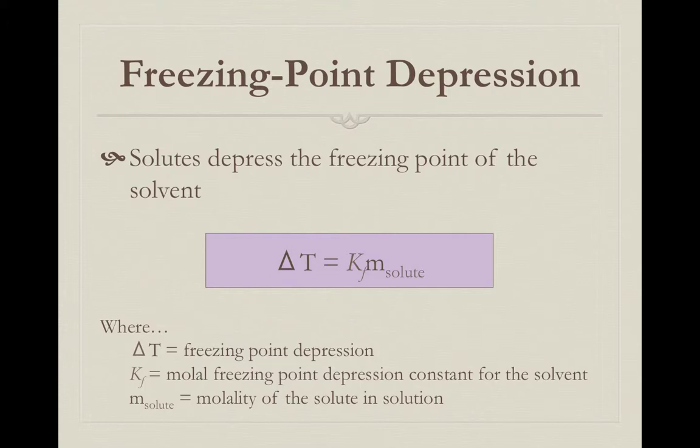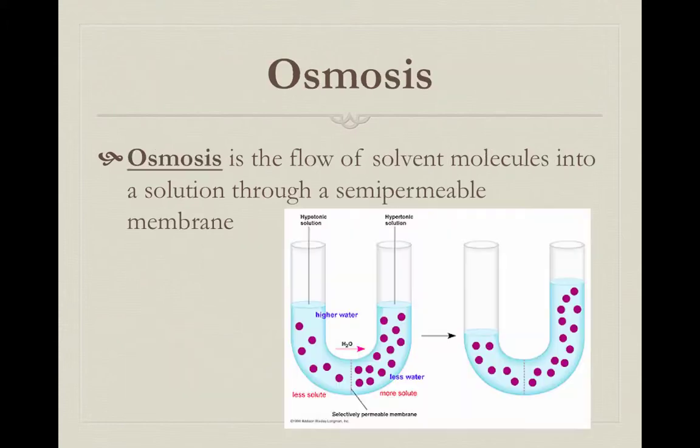Freezing point depression, again, is just what it sounds like. The freezing point is lowered when you add something in solution. So again, here's the same equation, essentially change in temperature, and Kf is a constant. This is why we salt roads during snowstorms. When you salt the road, you lower the freezing point of water so that the water on the road doesn't freeze as easily.